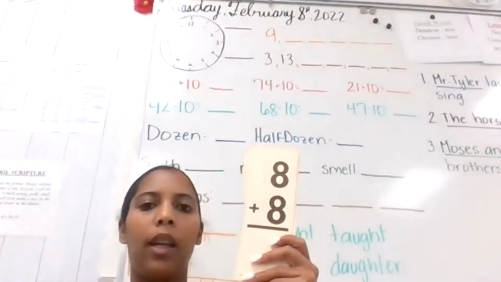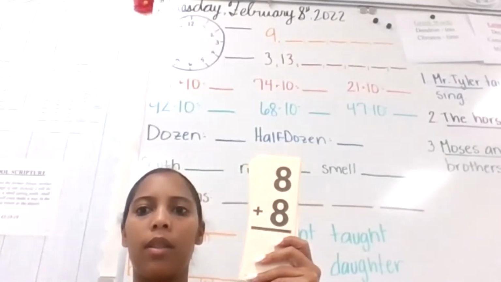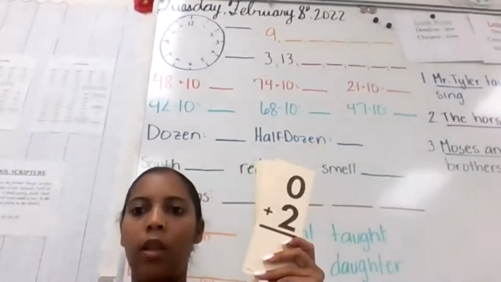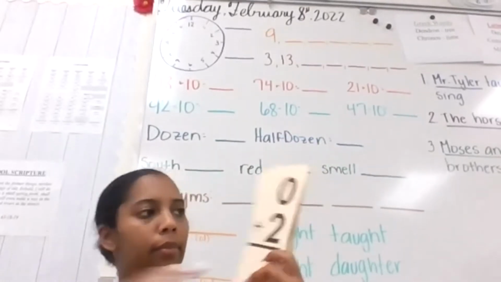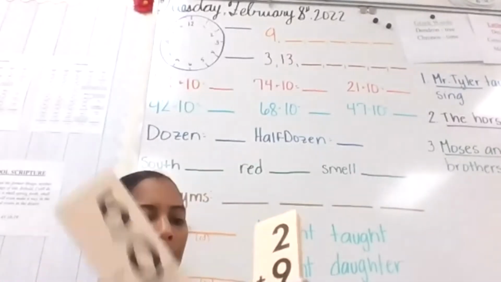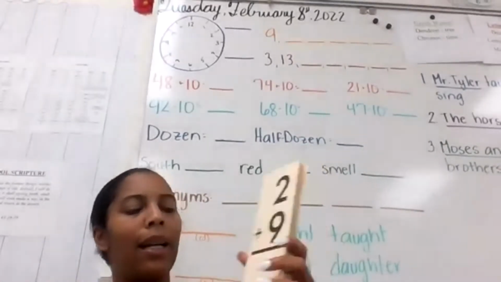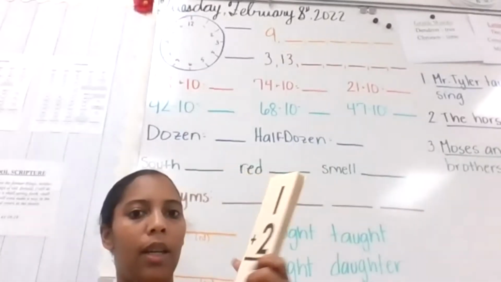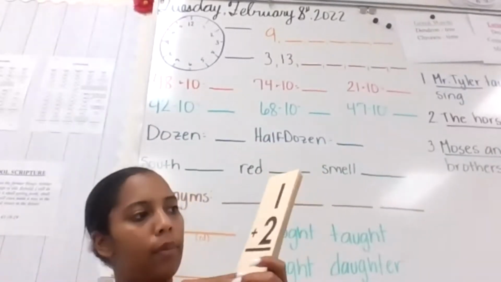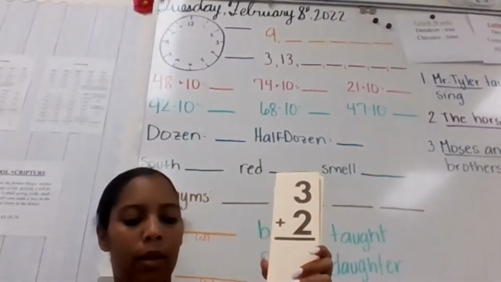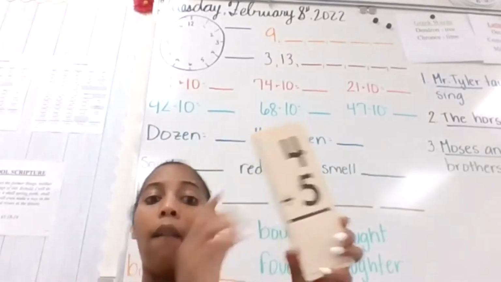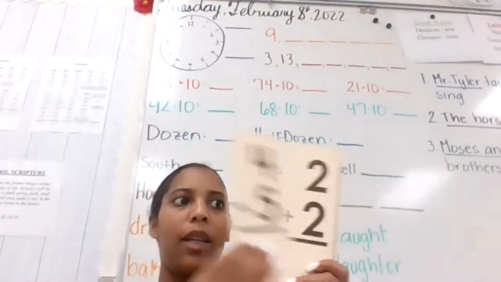A little faster. 8 plus 8 equals 16. 0 plus 2 equals 2. 5 minus 0 equals 5. 2 plus 9 equals 11. 1 plus 2 equals 3. 3 plus 2 equals 5. Faster. 4 plus 5 equals 9.